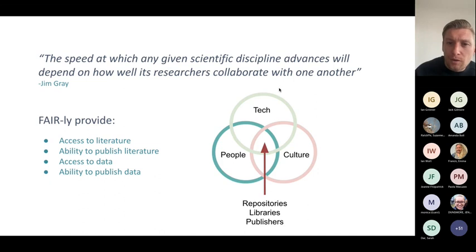And so we're focused on the tech. There's a lot of work to be done in the people and the culture side of moving the space along. And that's where repositories, libraries, and publishers will help.